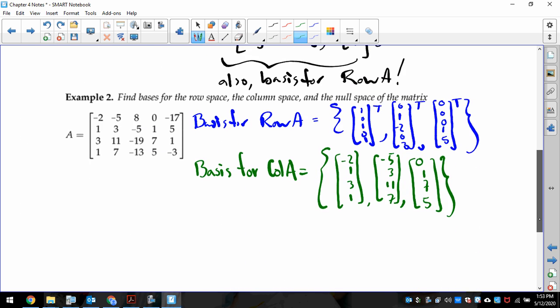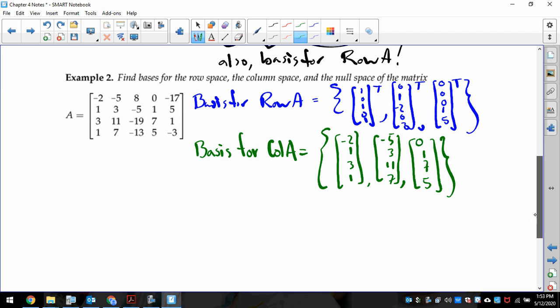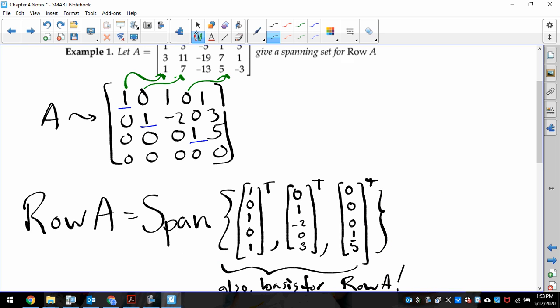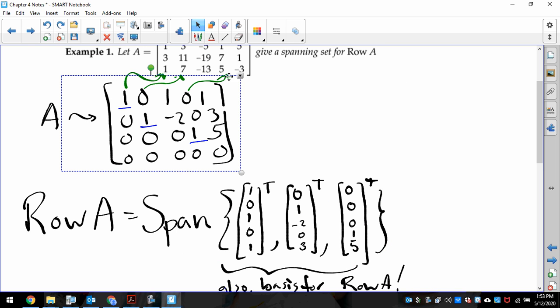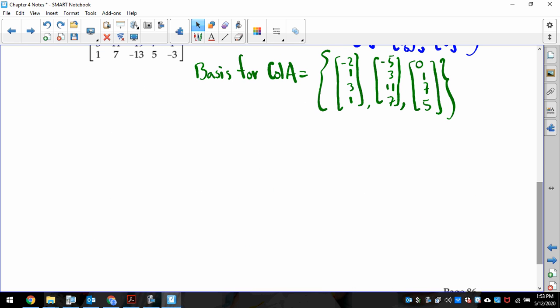But okay, so now what? We need to find the null space. So let's go ahead and copy this. Can I take this whole matrix? Let's see. Copy. We'll bring it down here. This may not work.